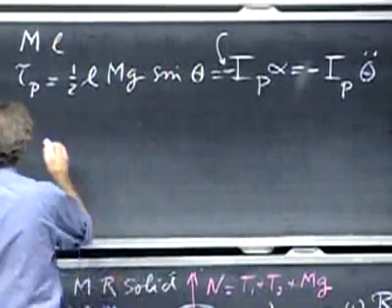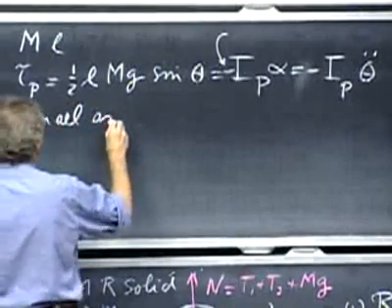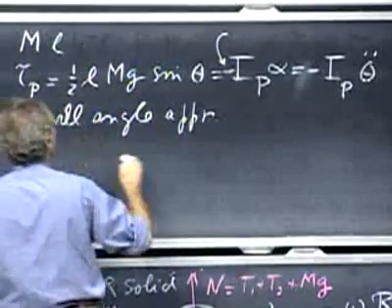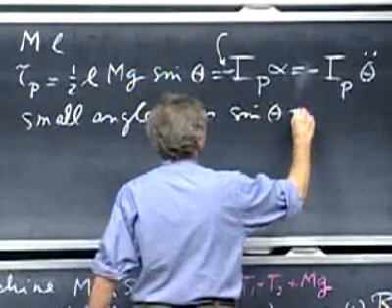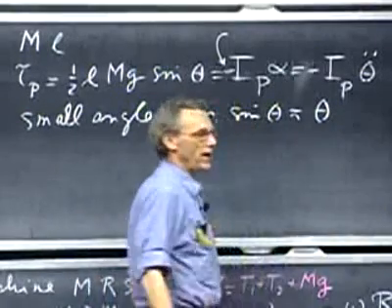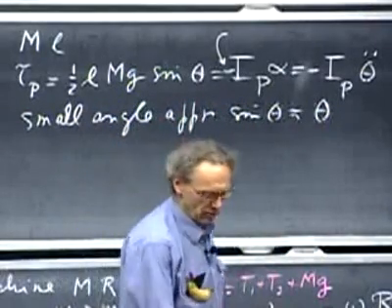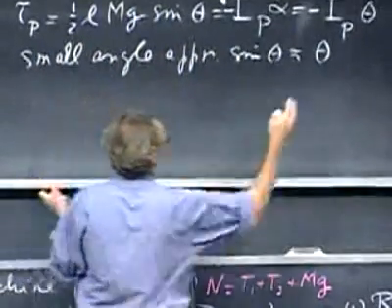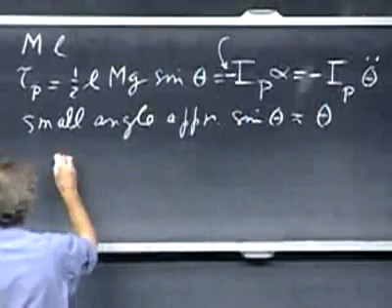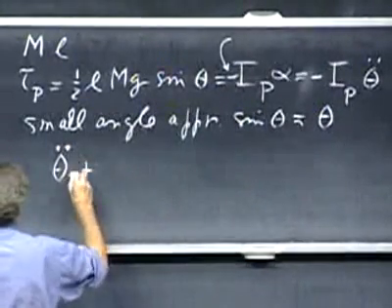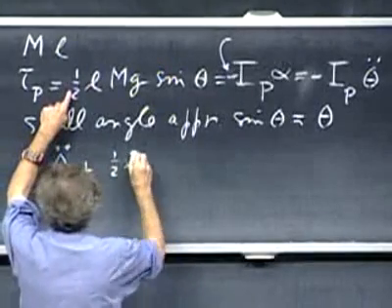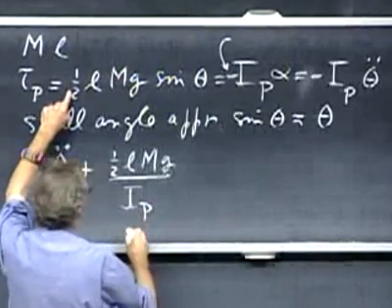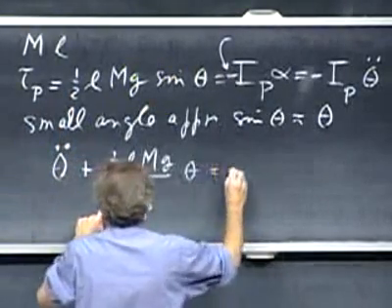Now if we take a small angle approximation, then the sine of theta is approximately theta if theta is in radians. And so I can replace now the sine of theta here by theta. And so now I find if I bring this to the other side, I get theta double dot plus 1/2 L m g divided by the moment of inertia about point P times theta equals 0.